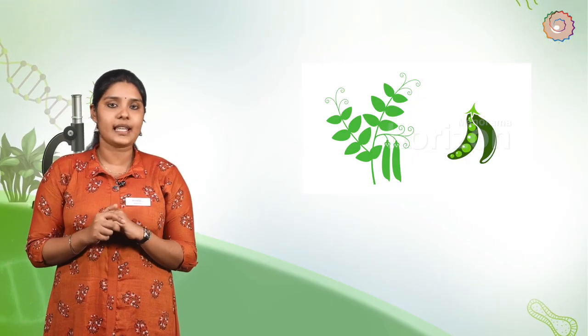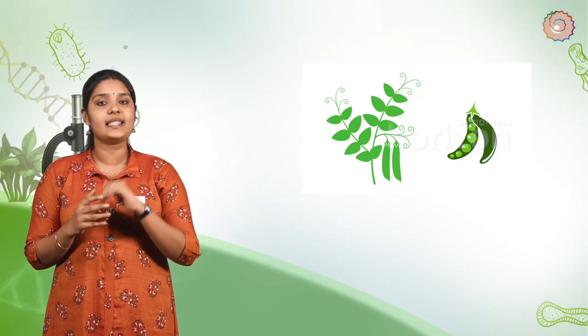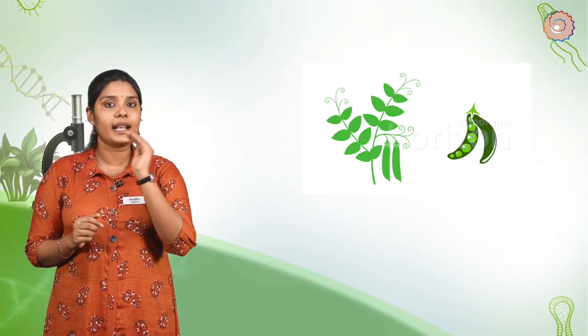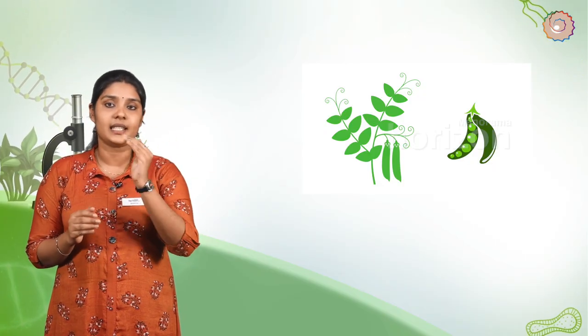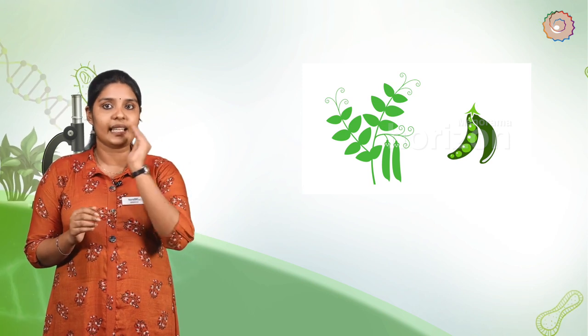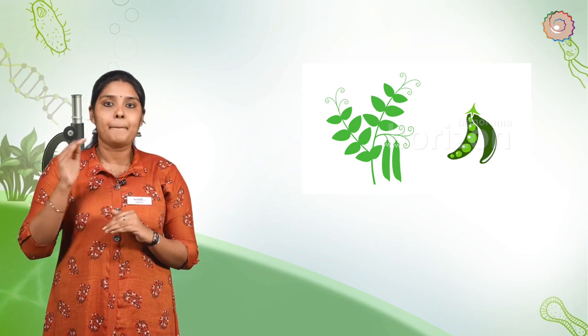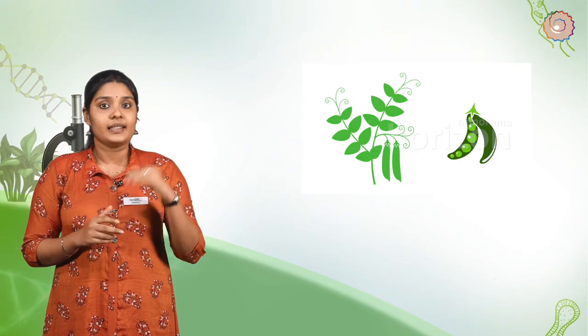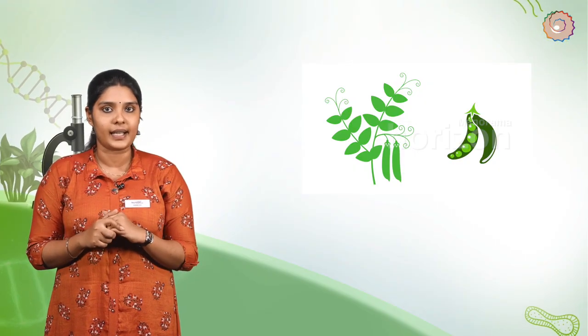Mendel, an Austrian monk, observed variations in the characteristics of garden pea plants, that is Pisum sativum, which he cultivated in his monastery garden. Mendel was curious to find out the results of crossing of pea plants with the variation in traits.